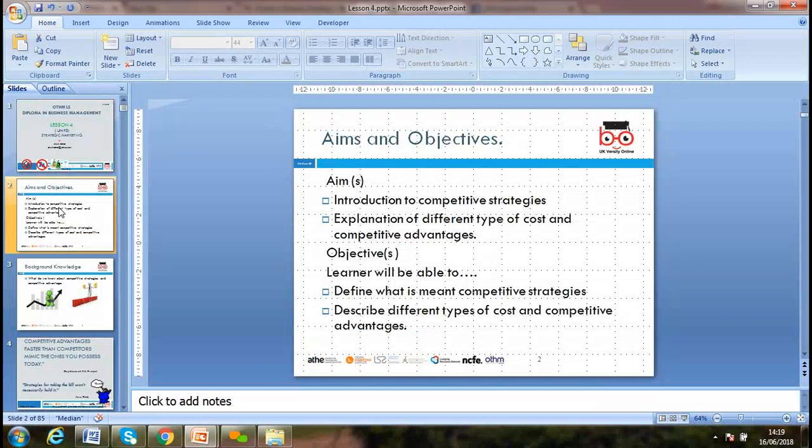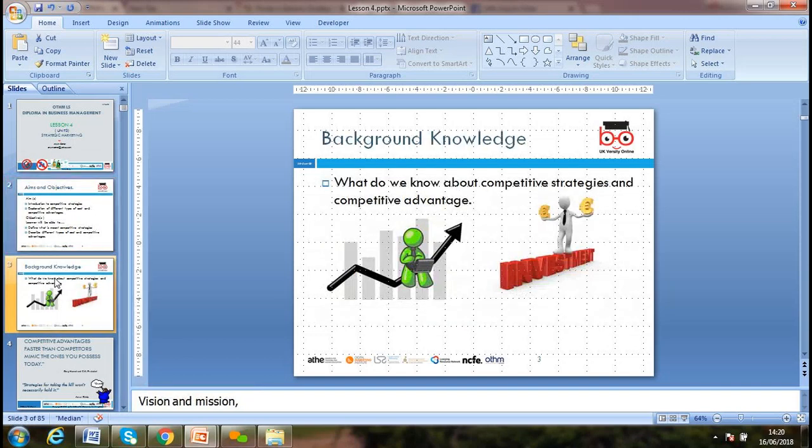We will discuss an introduction to competitive strategies, how we can make them, and how we can create competitive advantage. At the end of the lesson, I hope we will be clearer and able to define what is meant by competitive strategies, and describe the different types of cost and the competitive advantage for our organization. So what do we know about competitive strategies and competitive advantage? Does anybody know about competitive advantage? It is the advantage we have over the competitors.